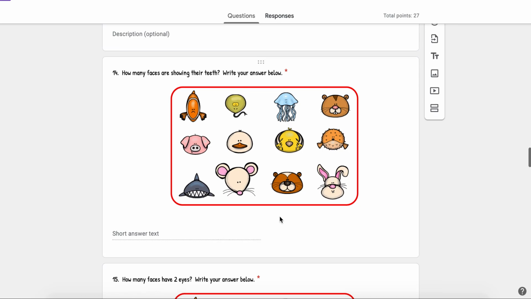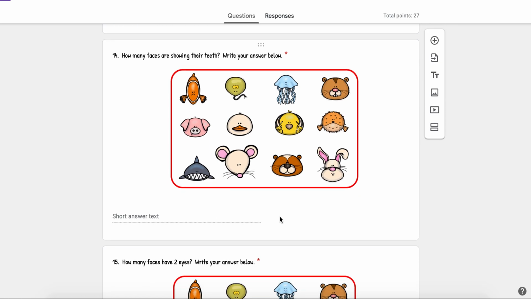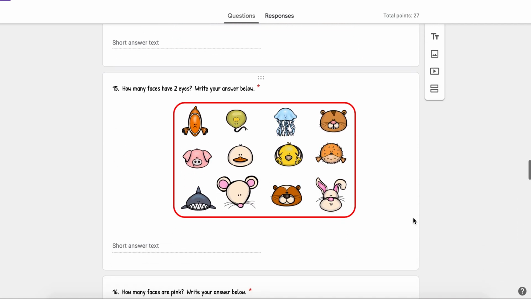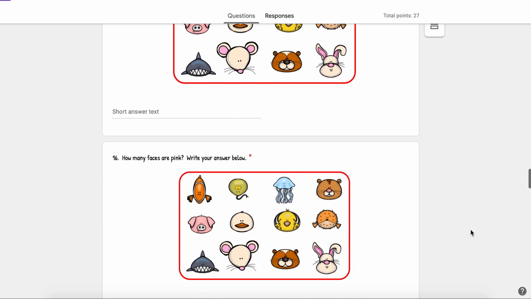Write as a numeral. So I've given some pictures here. They have to count and then write the number there, whatever it is, 3, 6, 9, 12. So write the number 12 there. How many faces have 2 eyes? So I can look, and if I can see 2 eyes, I would count them. So a little twist there.